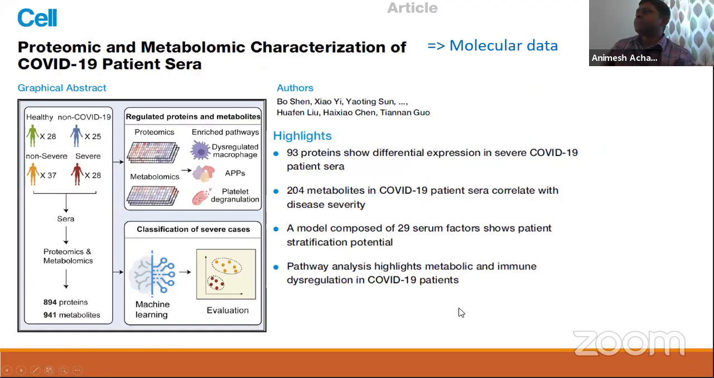And then there is another paper that came out in Cell, and you can probably read proteomic and metabolomic characterization of COVID-19 patient serum. This is a very biological paper, but nonetheless relevant because they applied AI to molecular data. So what they did, they used patients, and they identified different proteins and different metabolites which are unique to the COVID patients. So, and then you can see here, there is a small cartoon.